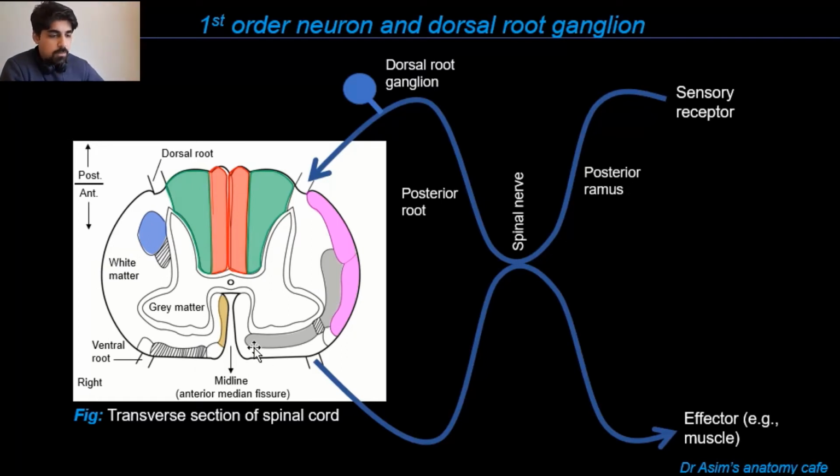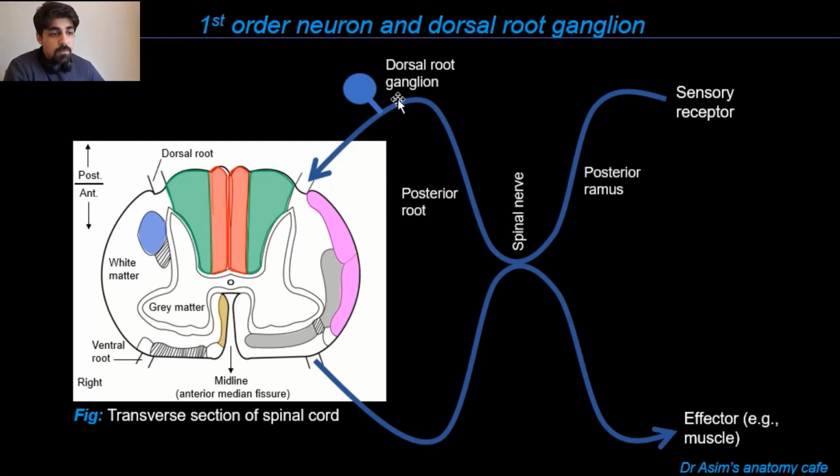Now this X-shaped structure over here represents the spinal nerve. You can see that the spinal nerve is formed by the union of a posterior root, which is sensory, and an anterior root, which is motor in nature. The two roots combine to form the spinal nerve, and the spinal nerve then splits up into a posterior ramus and an anterior ramus. The rami and the spinal nerves are mixed structures, so they can contain both sensory as well as motor neurons.